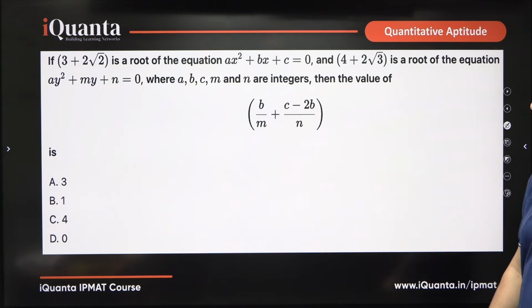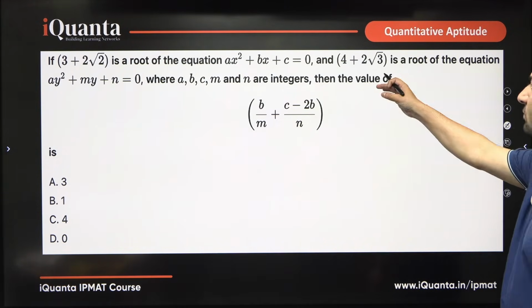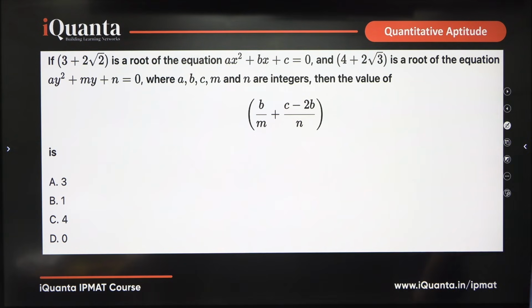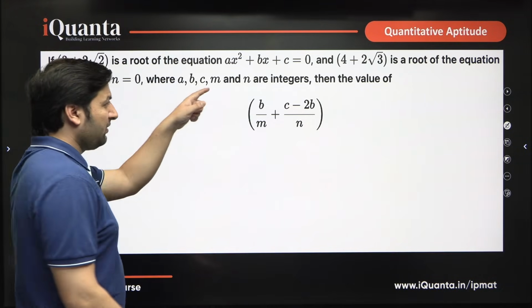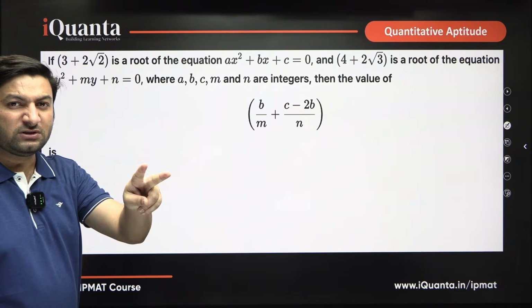This is a question which says if 3 plus 2 root 2 is a root of the equation ax square plus bx plus c equal to 0, and 4 plus 2 root 3 is a root of the equation ay square plus my plus n equal to 0, where a, b, c, m, n are integers, then find the value of this. Now, see, whenever you have a quadratic equation, it has 2 roots, and what do you see here?